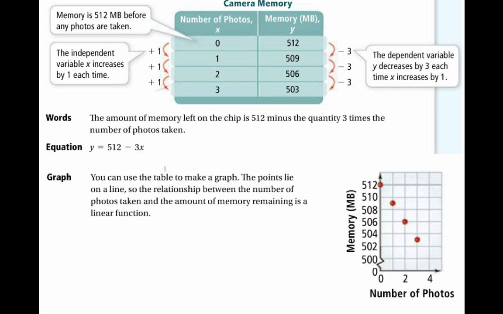So then we can graph this. So these up here in our table are ordered pairs, and we can plot those ordered pairs. Here's 0, 512. Here's 1, 509. Here's 2, 506. And here's 3, 503. You know, and what we would have to do with this graph, if we were drawing this by hand, is scale this accordingly.